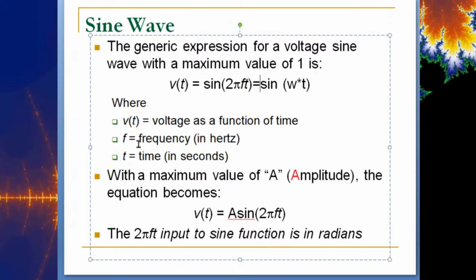And f is the frequency in hertz. Hertz is what we measure. We'll talk about period and frequency and see how they're related. But V is voltage as a function of time. It's the instantaneous voltage at any point in time if we use this equation. Now, if you're going to do that on your calculator, you have to make sure that your calculator is in radians.